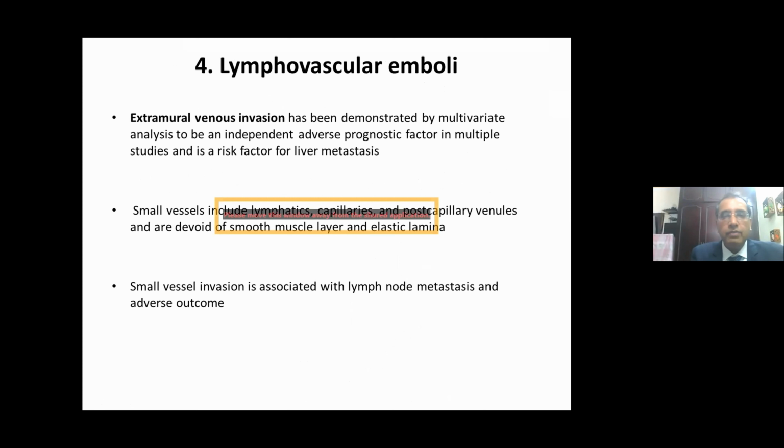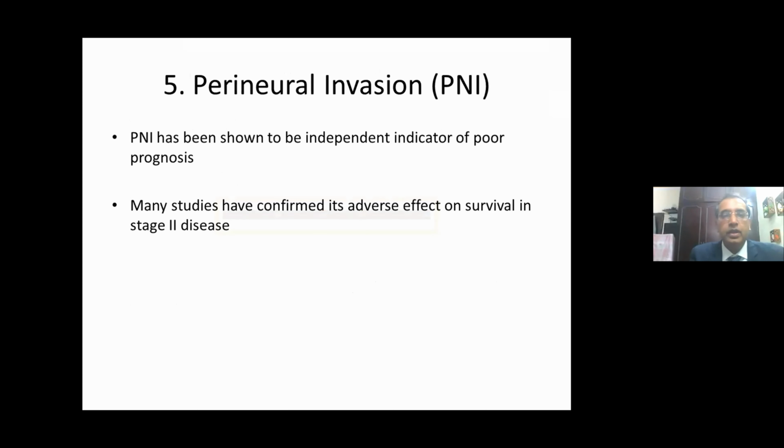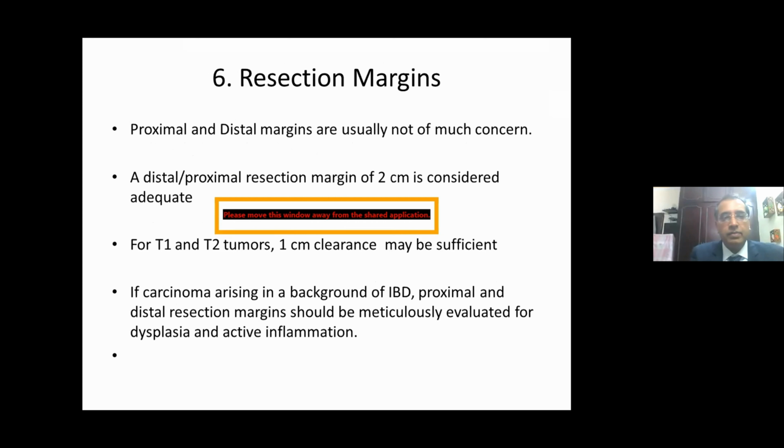Coming to the lymphovascular emboli, extramural venous invasion has been demonstrated by multivariate analysis to be an independent adverse prognostic factor in multiple studies and is a risk factor for liver metastasis. Small vessels include small capillaries and post-capillary venules, and they are devoid of smooth muscle layer and elastic lamina. Small vessel invasion is also associated with lymph node metastasis and adverse outcome. Perineural invasion is an established independent indicator of a poor prognosis, and the prognosis is more relevant in stage 2 disease.